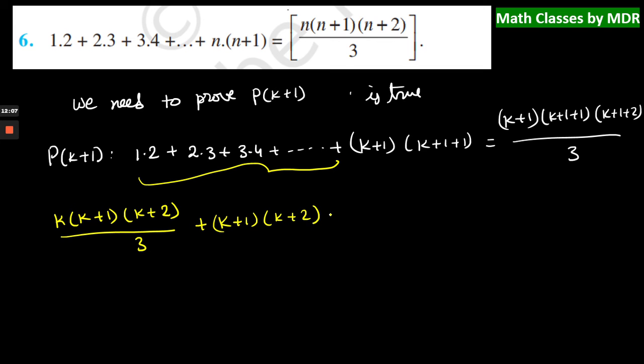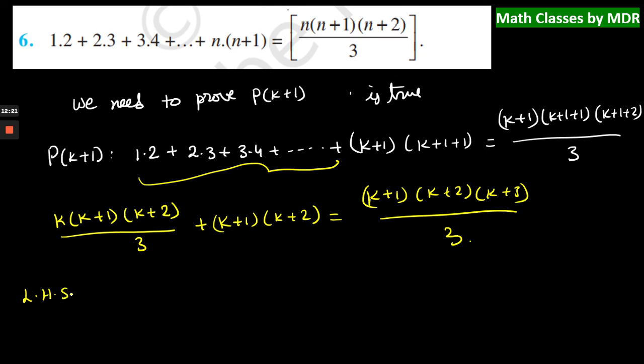Right? And what is the right hand side now? k plus 1 into k plus 2 into k plus 3 by 3. So we have to prove now the left hand side is equal to right hand side. Right? Now let us take the LCM. By taking left hand side, let us take the LCM here. You will get k into k plus 1, k plus 2 plus 3 into k plus 1 into k plus 2.